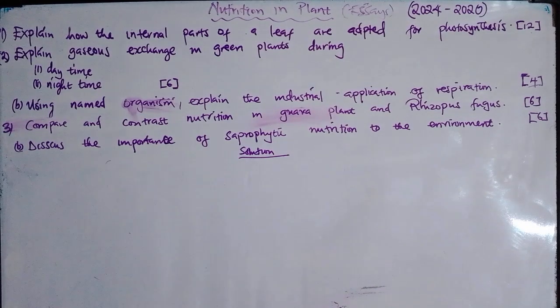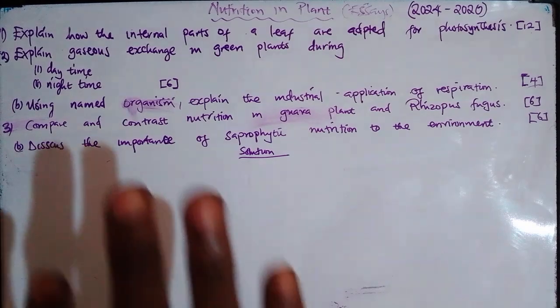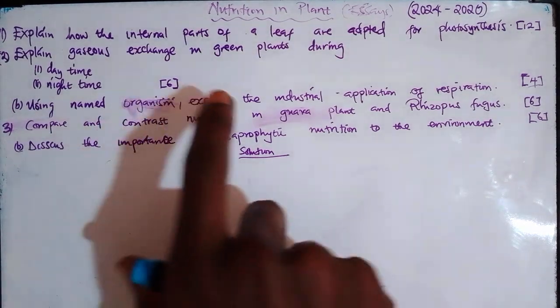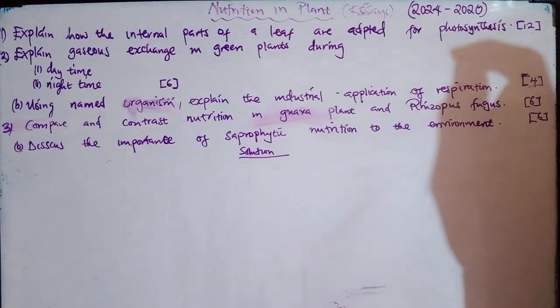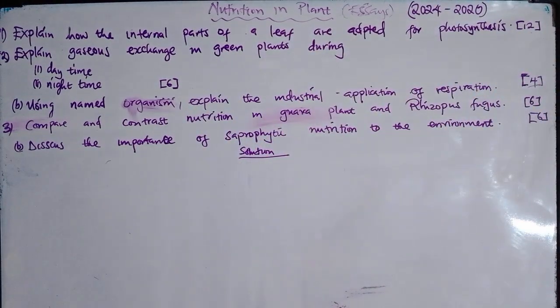So to begin, our question is saying, explain how the internal parts of a leaf are adapted to photosynthesis. So our first question is 12 marks, which means we have to write at least something on this one. So how does an internal part of a leaf adapt to photosynthesis?